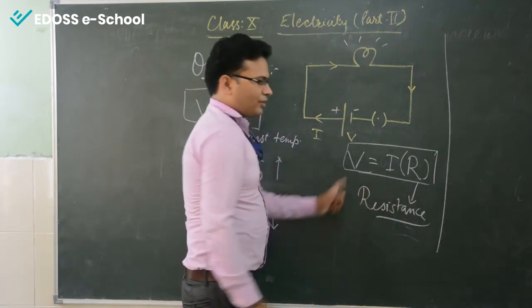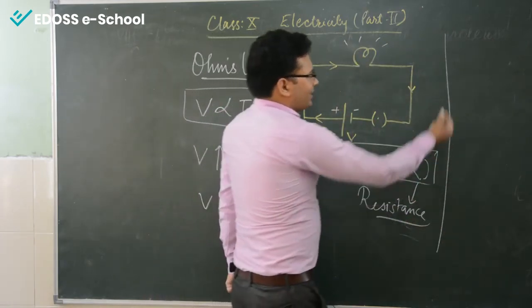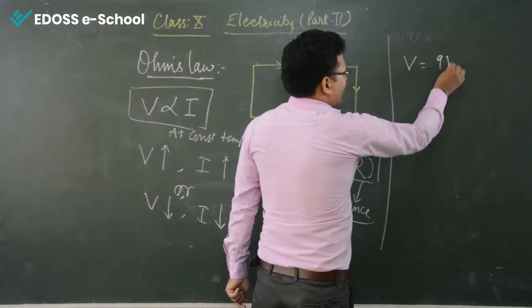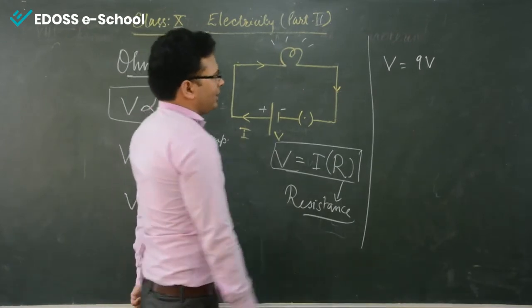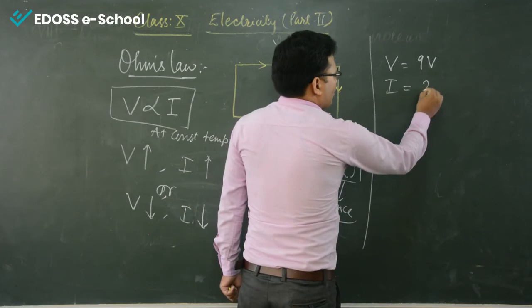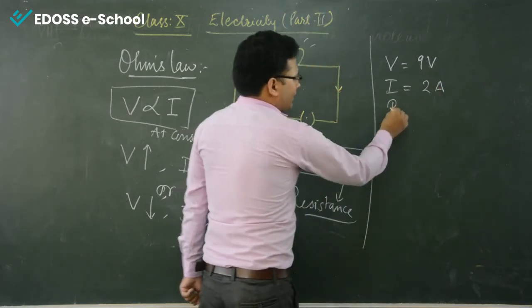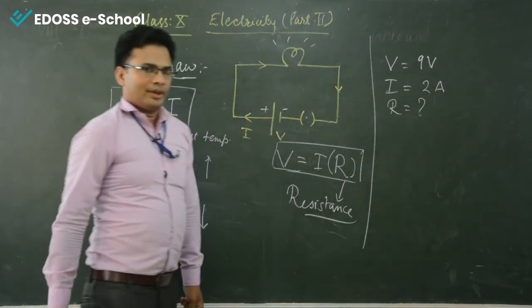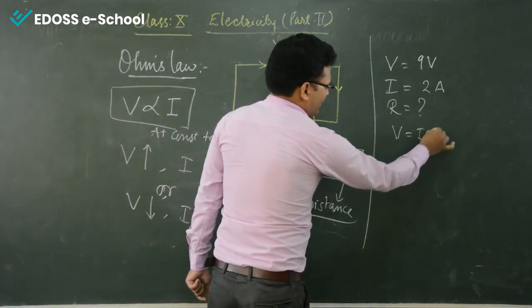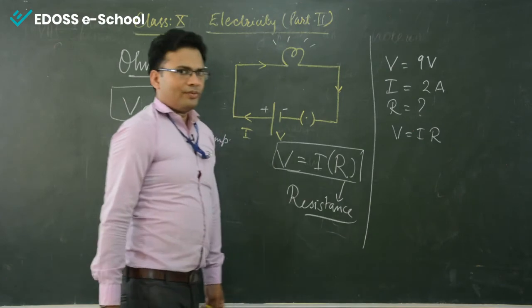Okay, now we will do one numerical. This one is Ohm's law, V is equal to I into R. Let us say I took a 9 volt battery. Let us say the current flowing in the wires is 2 ampere. So how to calculate the resistance offered? Resistance means the obstruction offered. So we have Ohm's law here, V is equal to I times R.